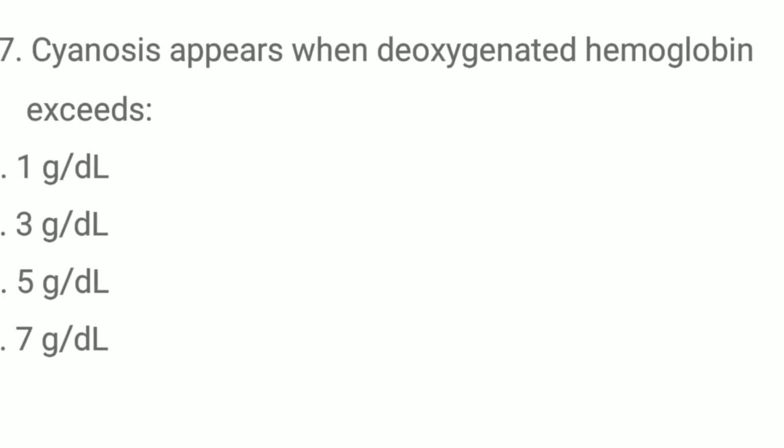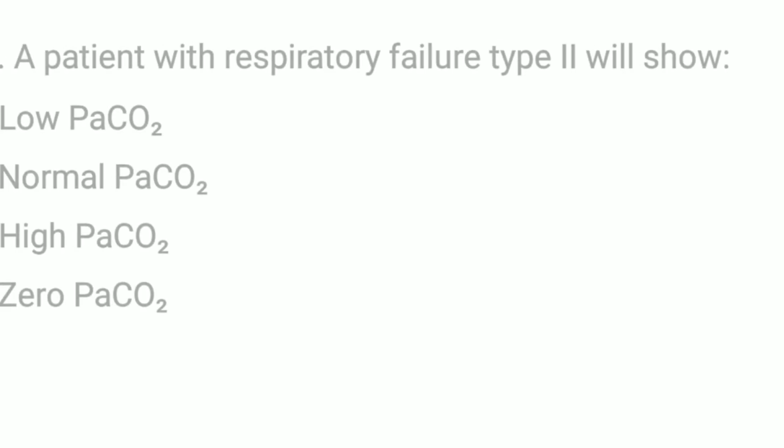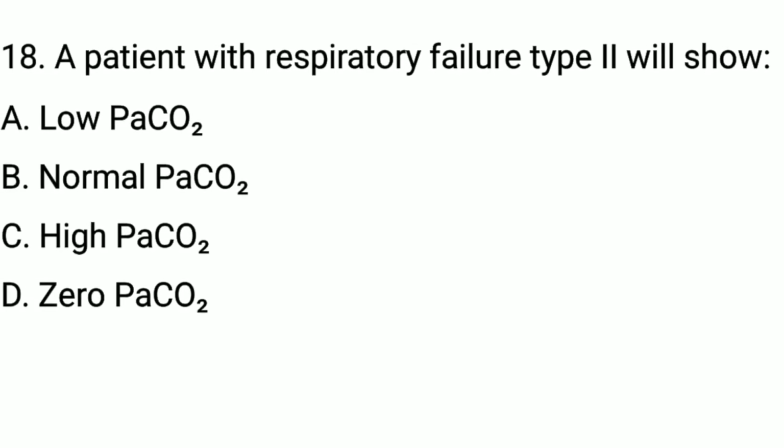Question number 17. Cyanosis appears when deoxygenated hemoglobin exceeds. The right option is option C, 5 g per dL. Question number 18. A patient with respiratory failure type 2 will show. The right option is option C, high PaCO2.